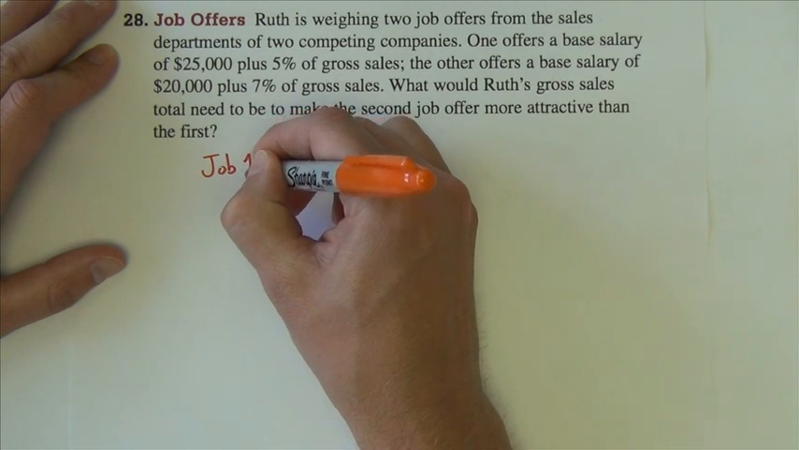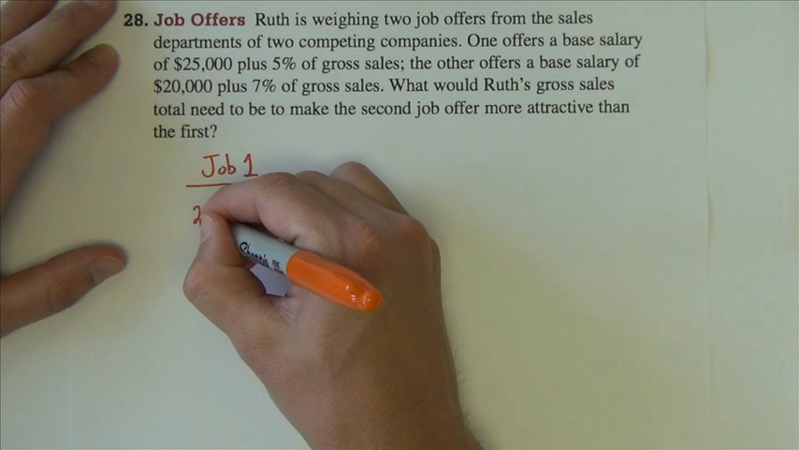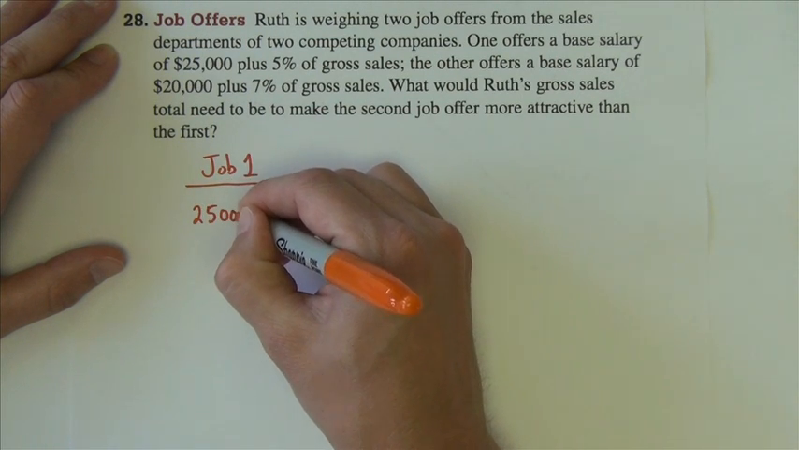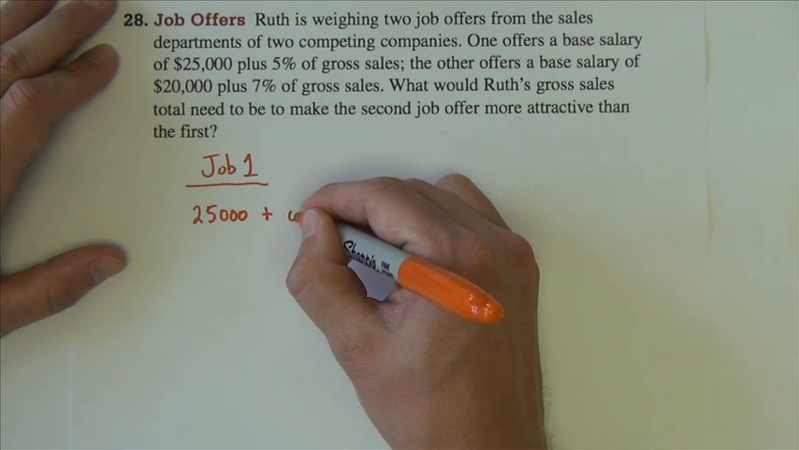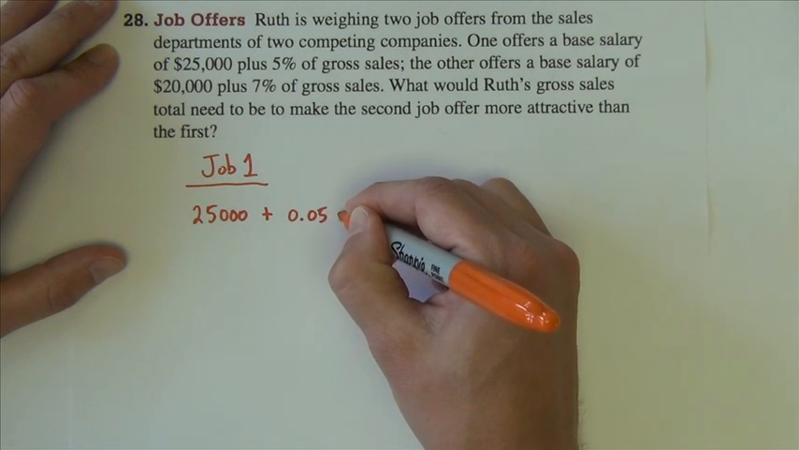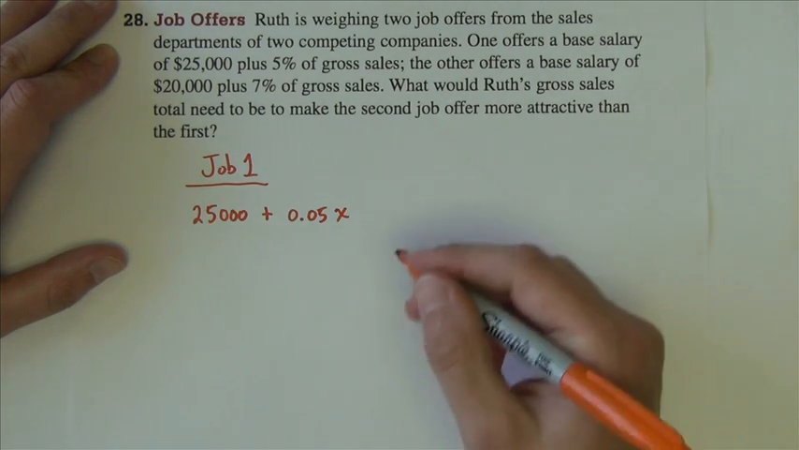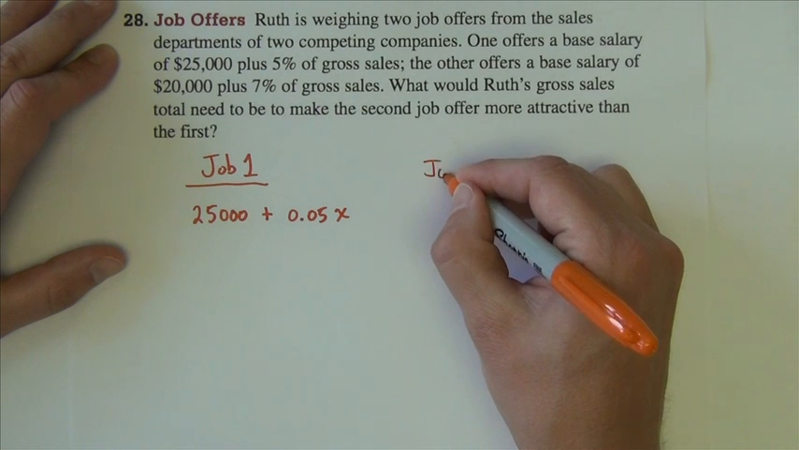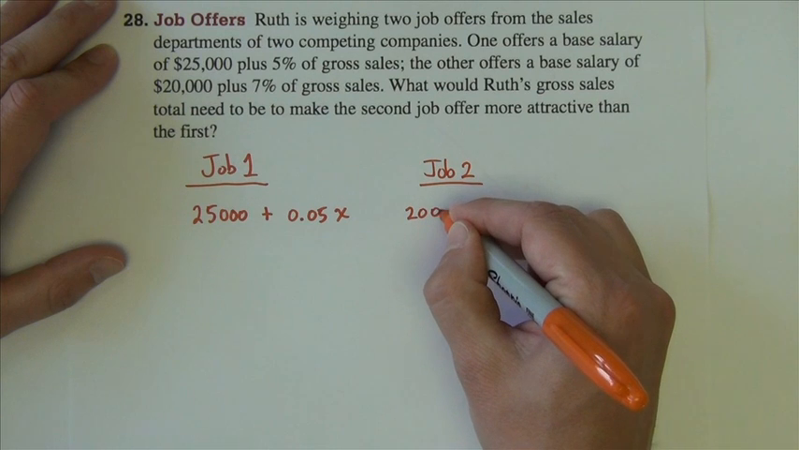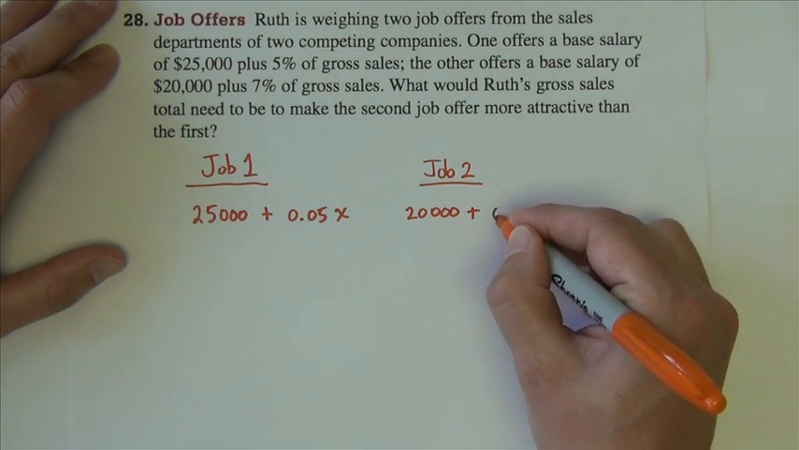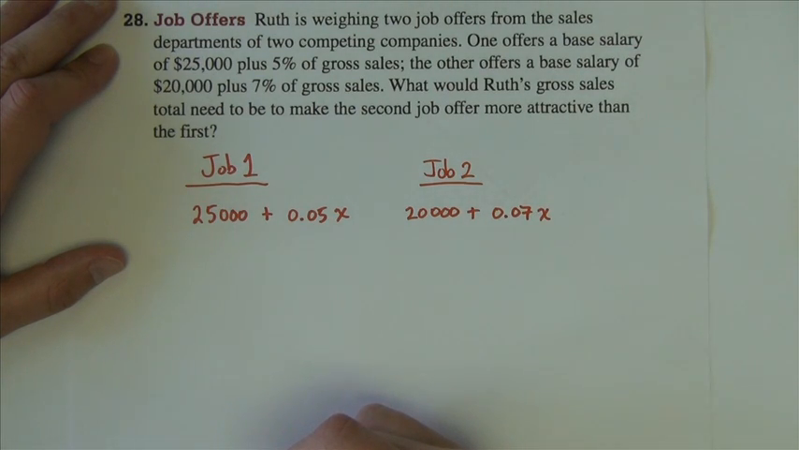Job 1 is going to pay her $25,000 plus 5% of what she sells. We don't know what she sells, so let's call it X. Job 2 is going to pay her $20,000 plus 7% of what she sells.